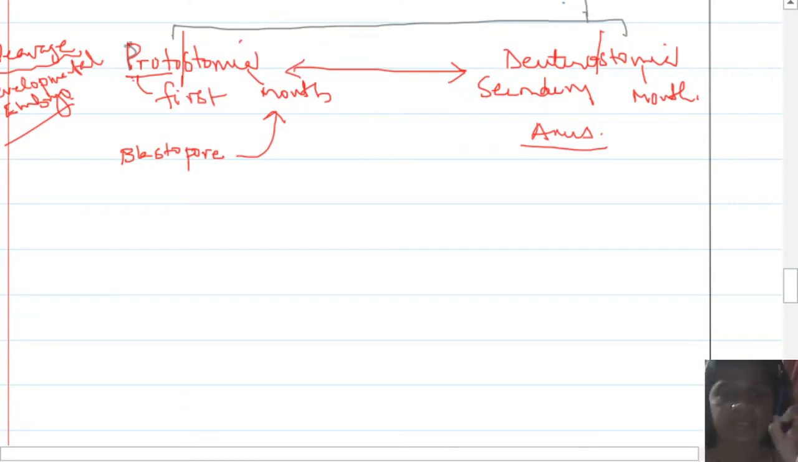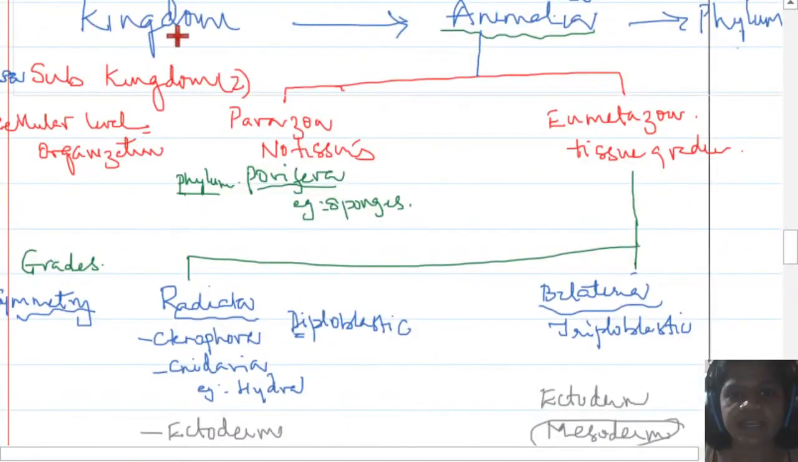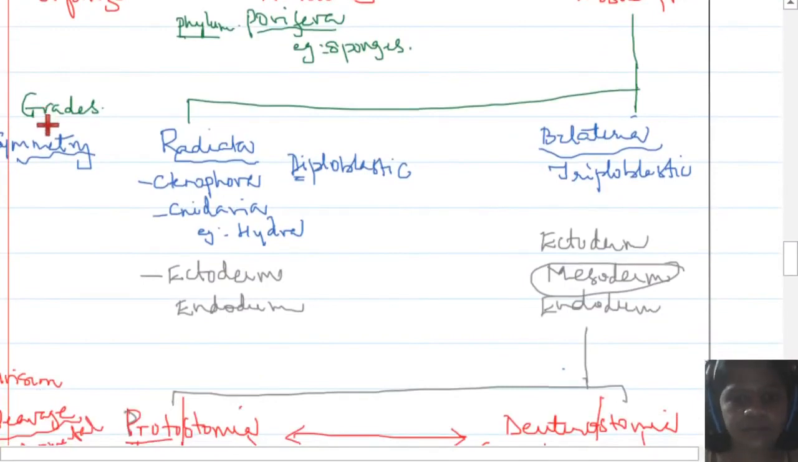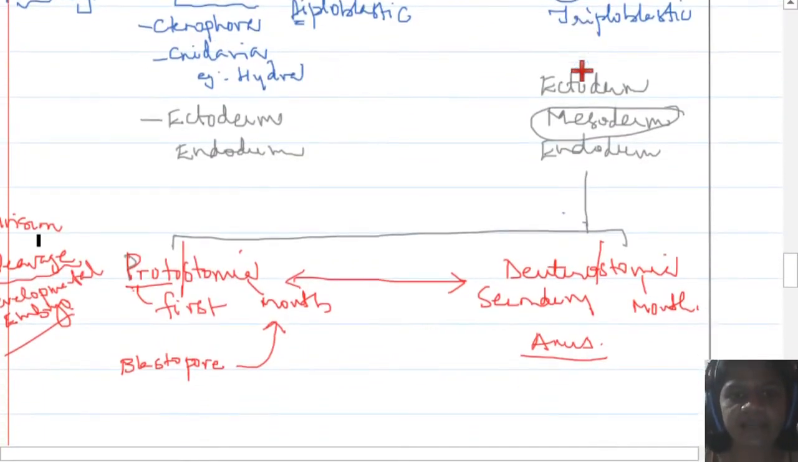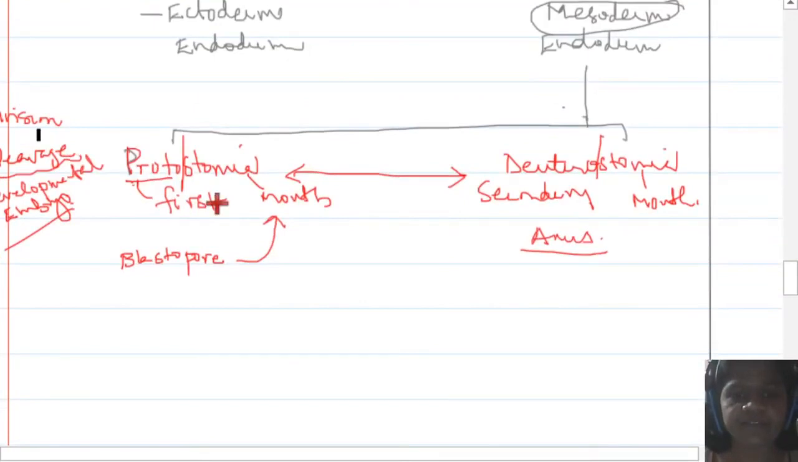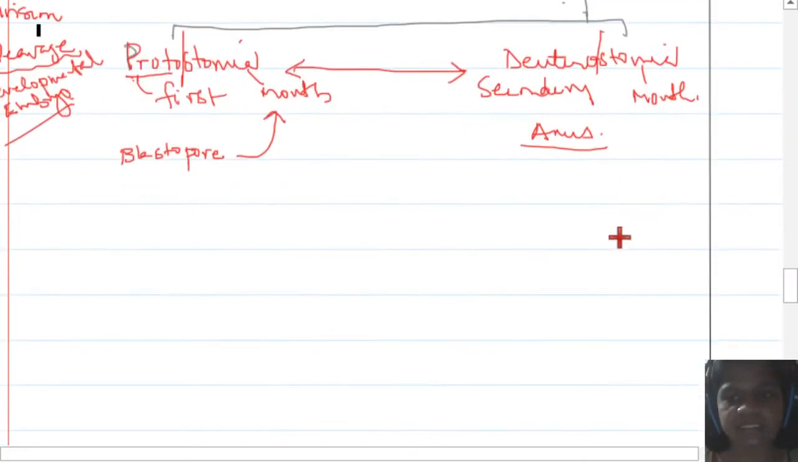Okay, and this is a division. So remember, we have kingdom, subkingdom, Parazoa and Metazoa. We have 2 grades, Radiata and Bilateria. In Bilateria, we have 2 divisions, Protostomia and Deuterostomia. Okay, so here the blastopore forms the mouth, and here the blastopore forms the anus. This is one difference. Okay, that is the first difference.